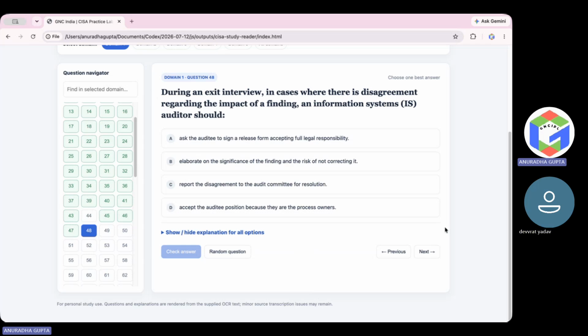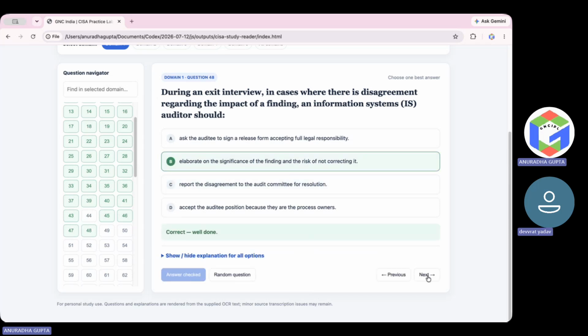Report the disagreement to the audit committee for resolution. No, we do not need to report to the audit committee on this, because we are dealing with the auditee and we have to report to the auditee. Accept the position because they are the process owner. No, we cannot accept that. So B is, I think, straightforward. B is the best one. Yes, correct. Next.